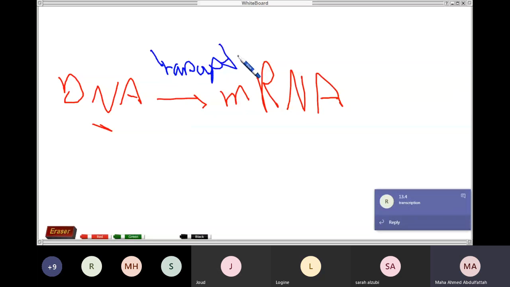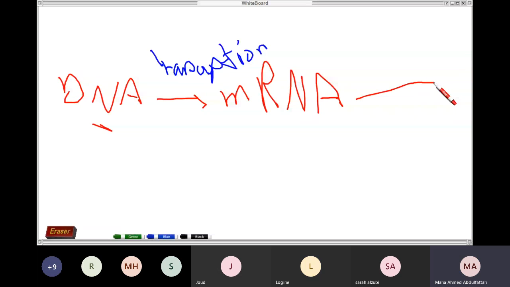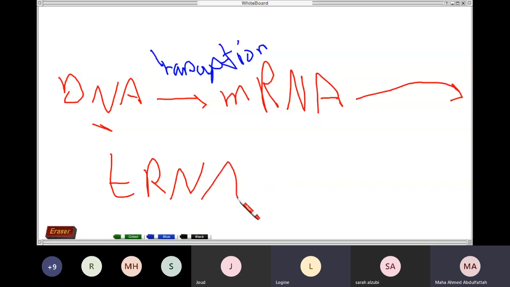Very bad handwriting, okay? But you understand me, of course. Transcription, okay? Type. From messenger RNA to transfer RNA.